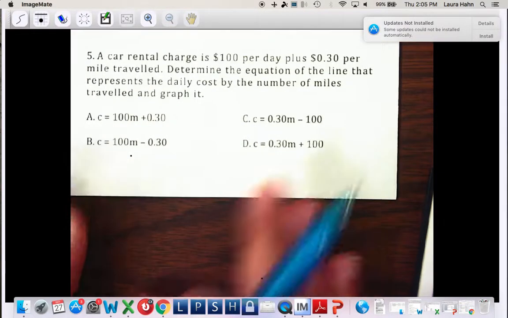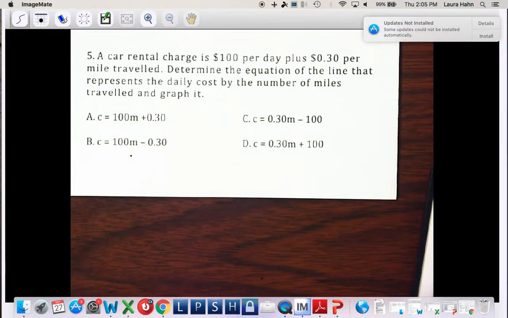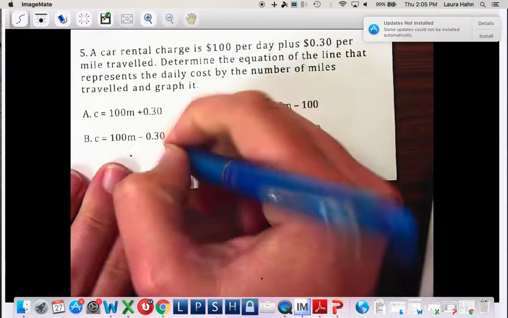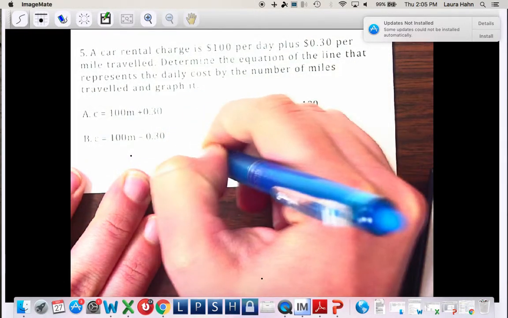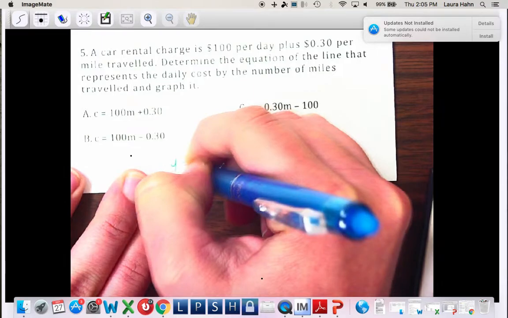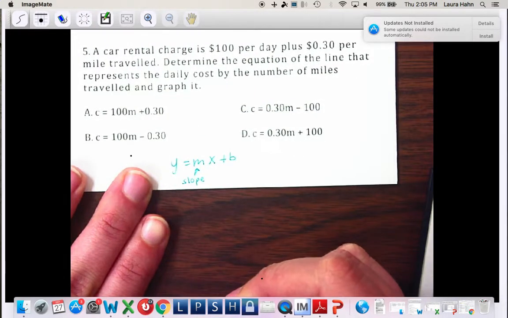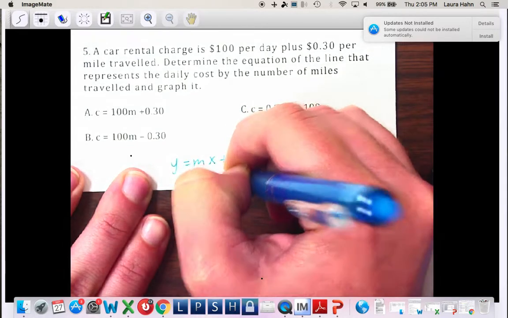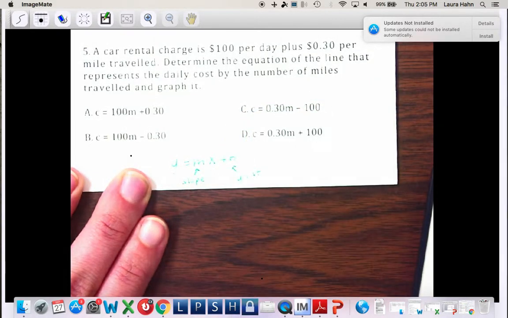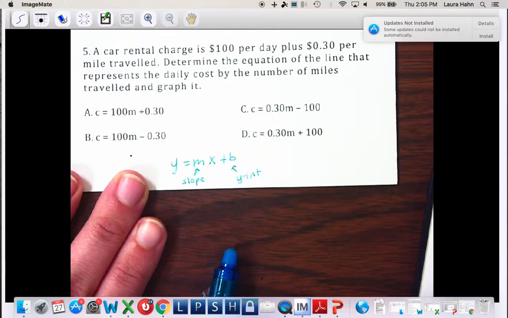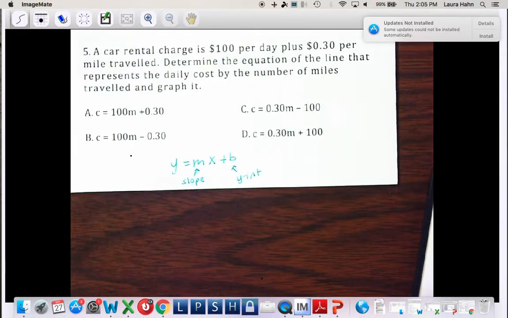Okay, on this one, I want you to try to get this one on your own. Remember, y equals mx plus b. This is your slope. Slope is rate of change. This is your y-intercept, aka your starting point. All right, so I want you to read that problem and try to pick the correct answer.